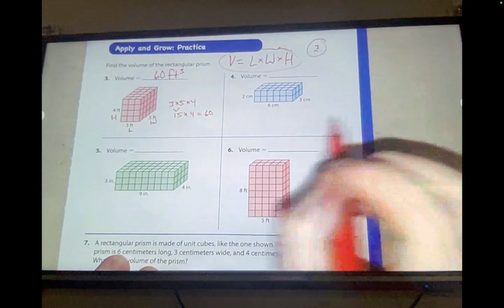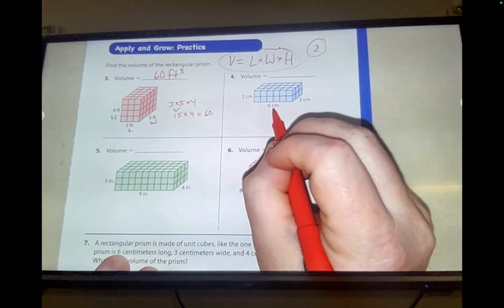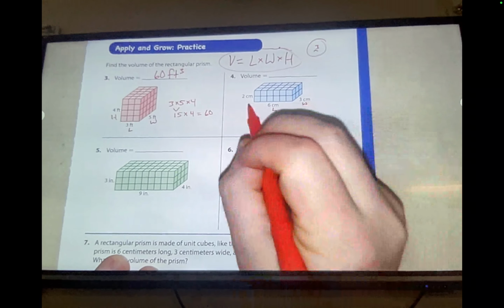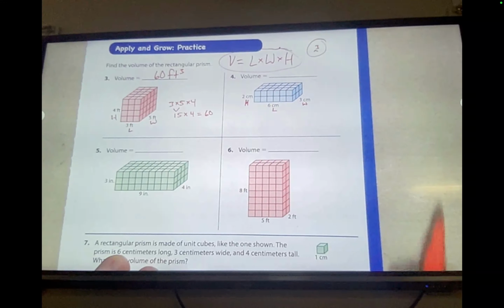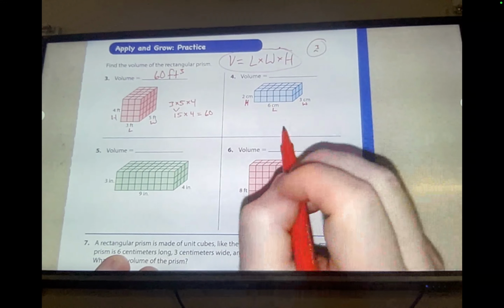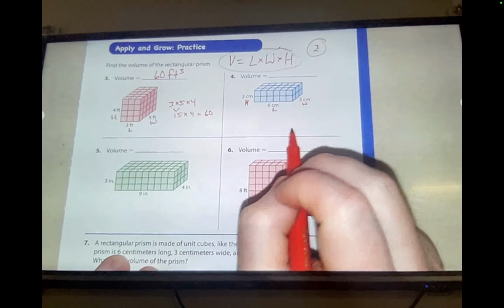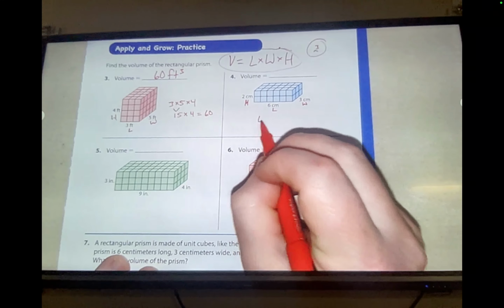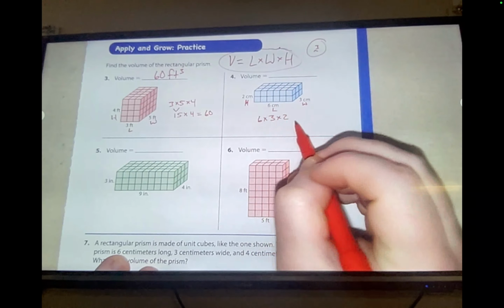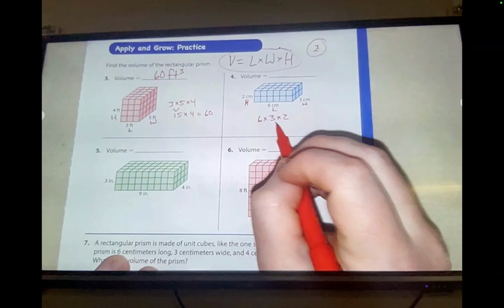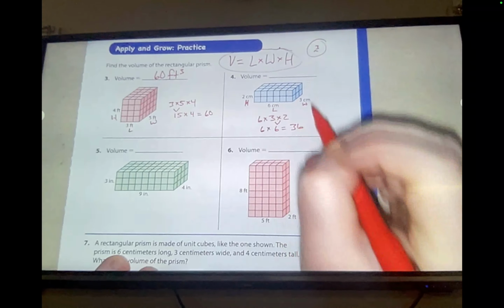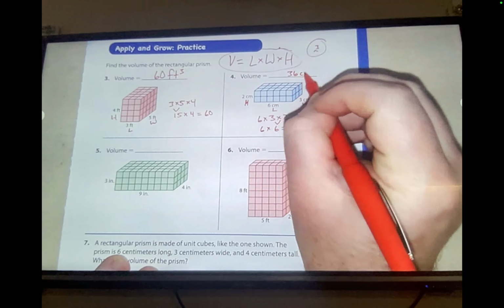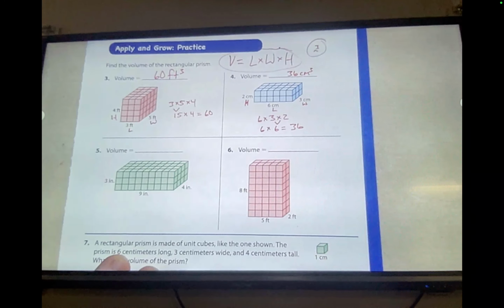Look at number 4. We have length, width, height. And I like to label it just so I make sure I use it all, especially as we get into something else that I'll show you later in another lesson. This time we have 6 times 3 times 2. Remember, you can solve it any way. So I do 3 times 2 is 6. 6 times 6 is 36. So we get 36 centimeters cubed.